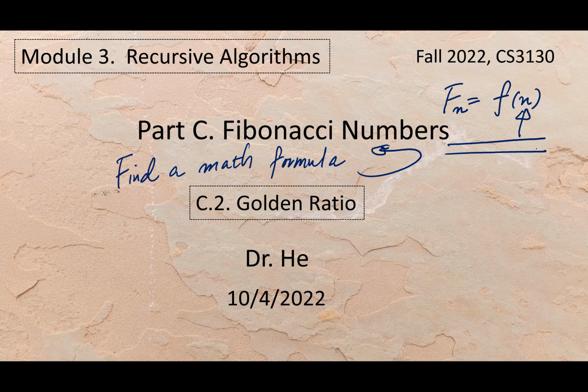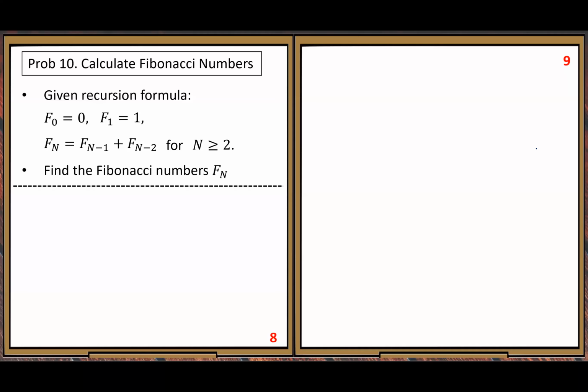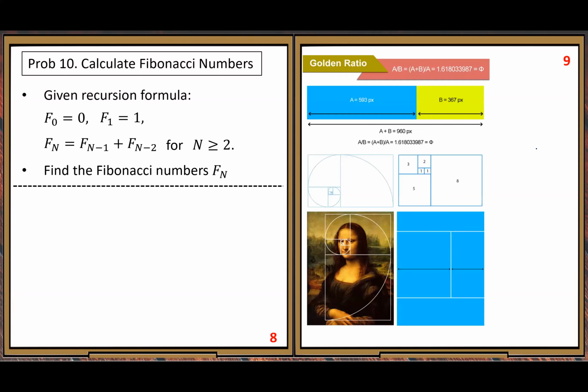Anyway, so here we have the situation. Math formula. So for the remainder of this module, let us spend our time on learning how to find a math formula for Fibonacci numbers. All right. When we start, we need to start with something very interesting, the golden ratio. Many of you have at least heard of this concept, right? Golden ratio. But it relates to Fibonacci numbers.